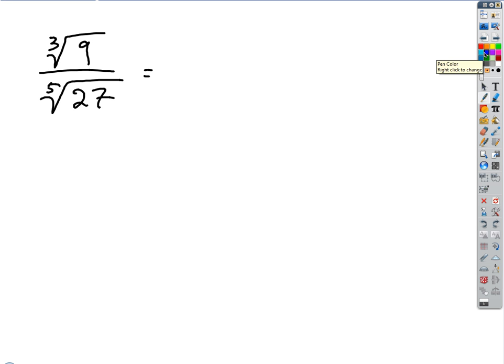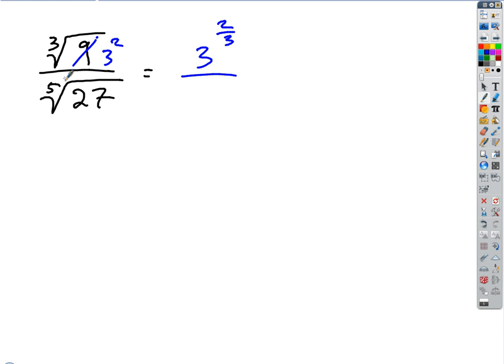Well, what does the top become? 3 squared to the 1/3, which is 3 to the 2/3. Everybody agree on the top? The 9 is just a 3 squared. To the 1/3 power means you multiply the exponent by 1/3. Could you do 3 squared in parentheses and then do 1/3? Yeah, sure, either way.